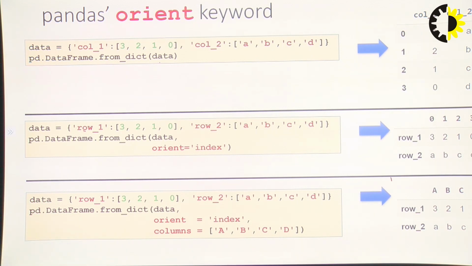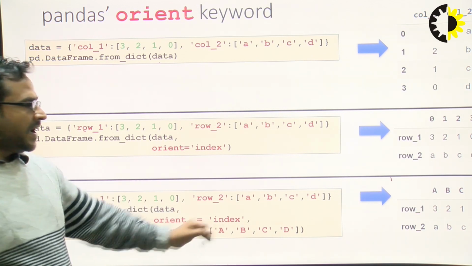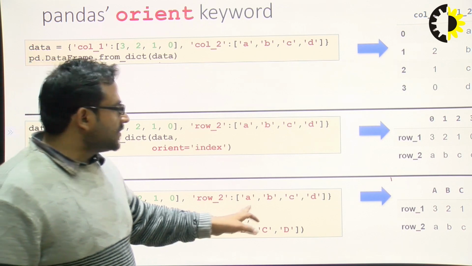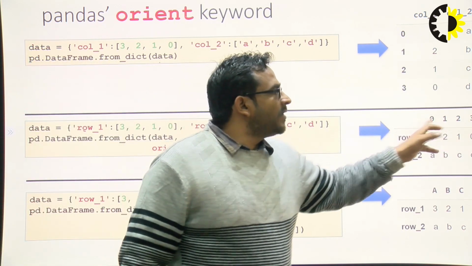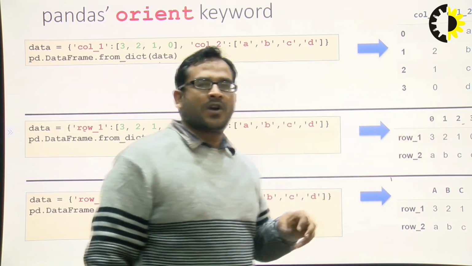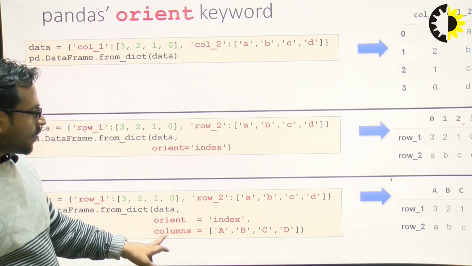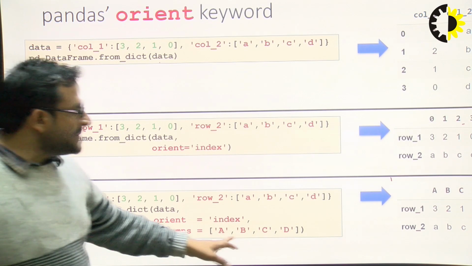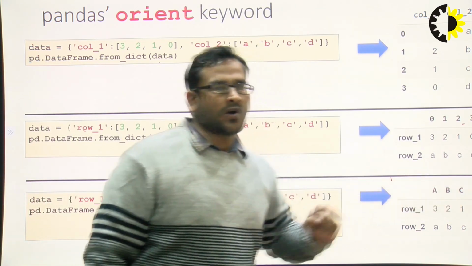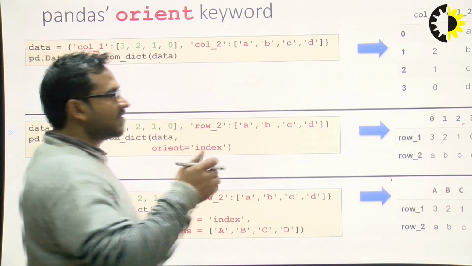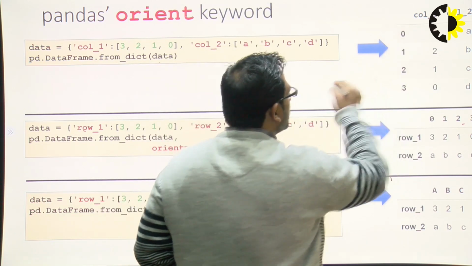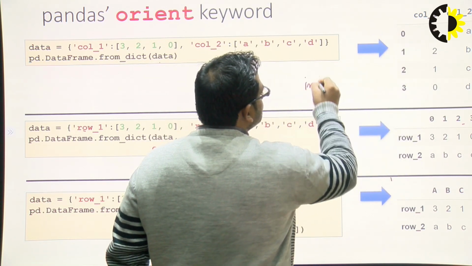In the second one, you can see orient is equal to indexing, and the column indexing is basically 0, 1, 2, 3. By default it is 0, 1, 2, 3. And if you want to set it, you can write here columns is equal to ABCD. Got my point?